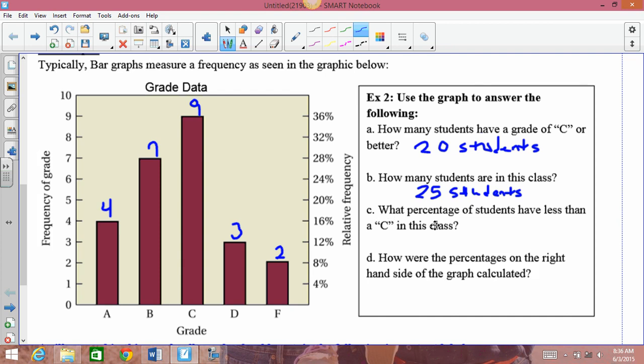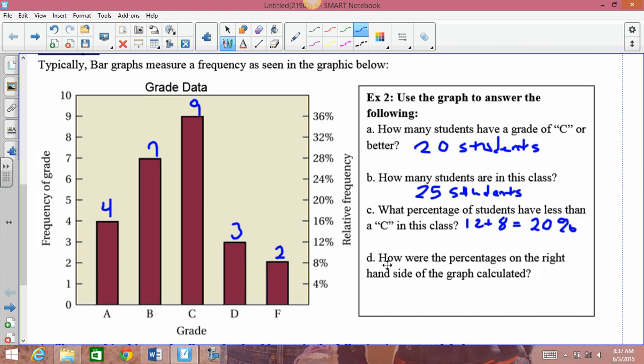In part C, it wants to know what percentage of the students have less than a C in the class? If you have less than a C, then that means you had a D or an F. I'm going to show you 2 ways here. They already have the percentages here for us, so you can see that a grade of D represents 12% of the class, a grade of F represents 8% of the class. Hopefully you could surmise then, if I want those that get a D or an F, I could just take that 12% plus the 8% and get 20%. So 20% of the class has a grade less than a C, basically a D or an F.